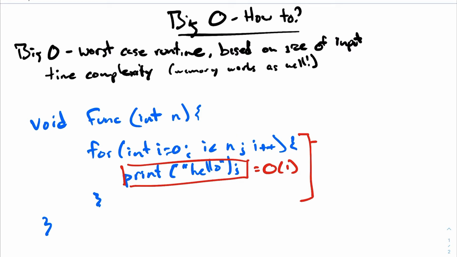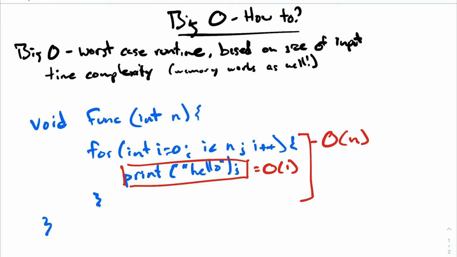Which means that as the size of our data increases, the amount of time it takes to execute this increases linearly with it, right? If we were to graph this, it would look like this. The value of 10 takes 10 iterations. The value of 100 takes 100 iterations, and it looks like this upward sloping graph, right? So we have big O of n.